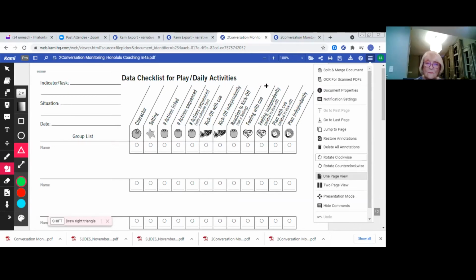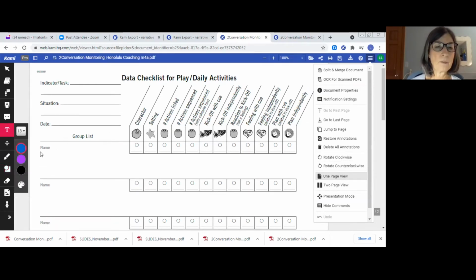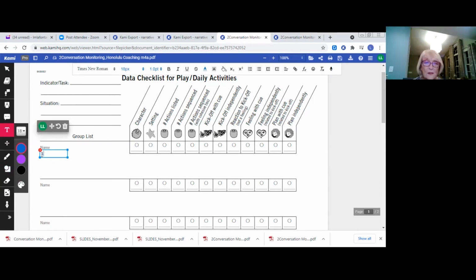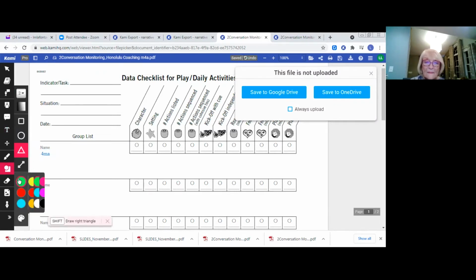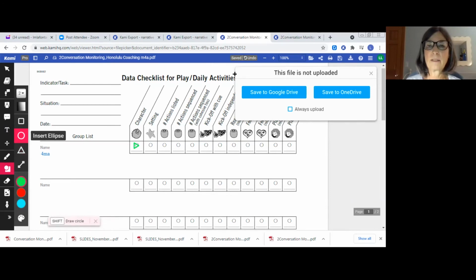So this is another form that Mary Ellen has created, the data checklist for play daily activities. If we were looking at that first little child, the narrative was 4MA, the very first one. We would take the information he had given us and, using this form, we can use a shape. We can take a circle and plug it in here and document that we know he had care. Well, we'll leave a triangle there for now, but any shape you can use.